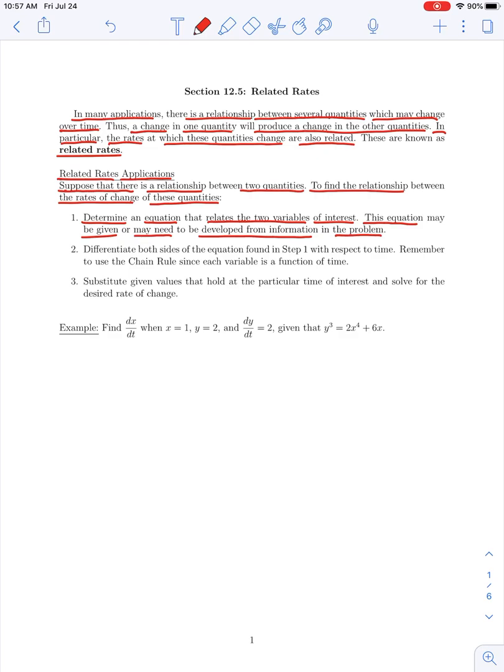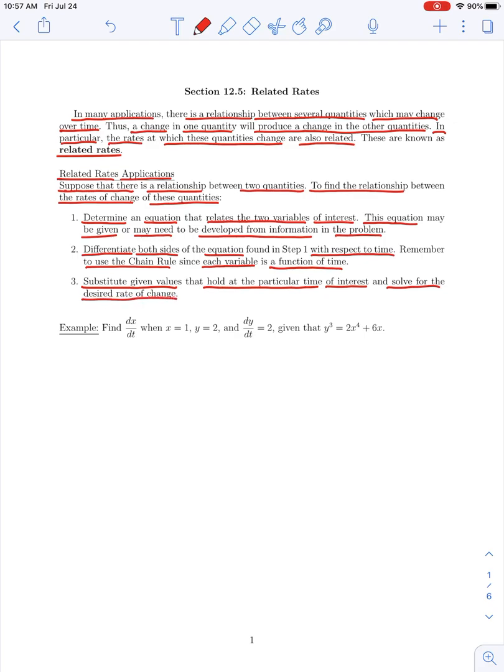Now, once we have an equation relating our two variables of interest, our second step is to differentiate both sides of this equation with respect to time. And we need to remember to use the chain rule throughout, since each of these variables is a function of time. So we're going to have composite functions, and we have to remember to use the chain rule whenever we're differentiating those composite functions. Then our third part of the process is to substitute given values that hold at a particular time of interest, and then solve for the desired rate of change.